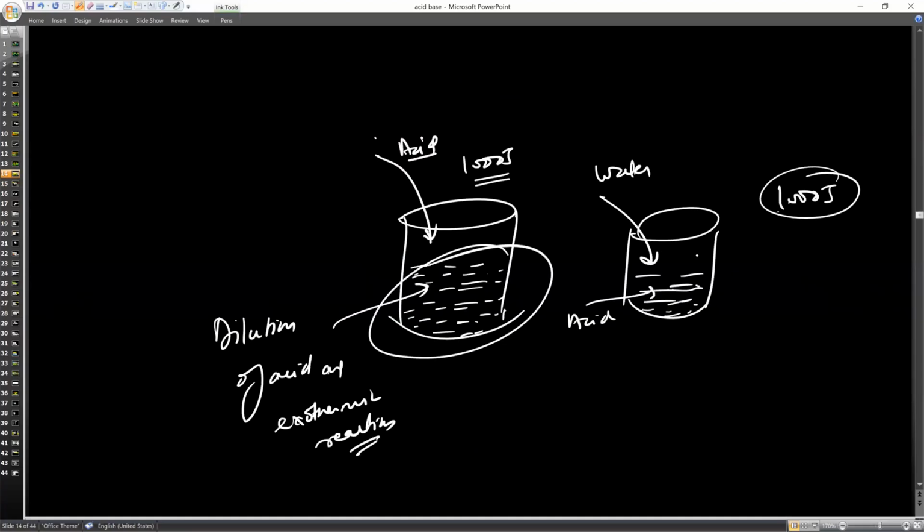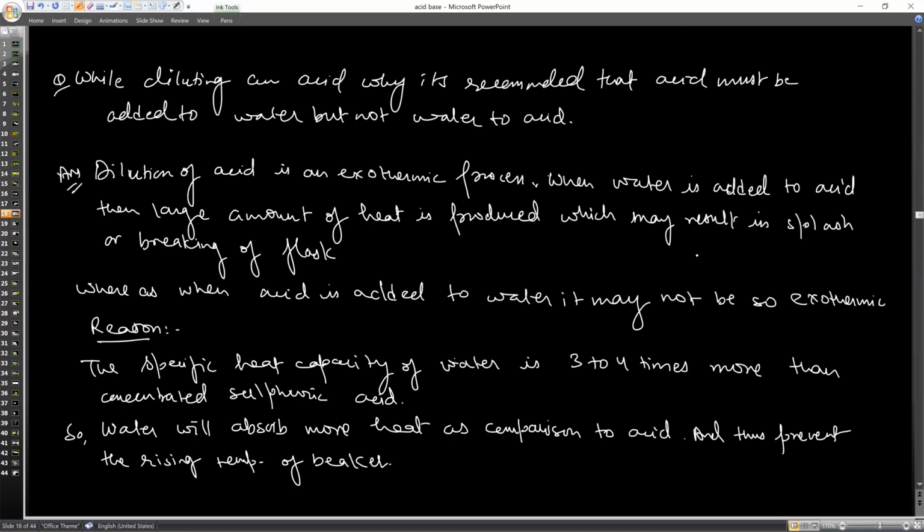So please try to note it down and understand this concept. Let me explain first, then you have to start writing. While diluting acids, why is it recommended that acid must be added to water, but not water to acid? When you are adding water to acid, then acid is the heat absorber. And when you are adding acid to water, then water is the absorber. Dilution of acid is an exothermic process.